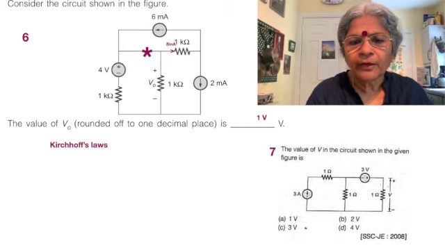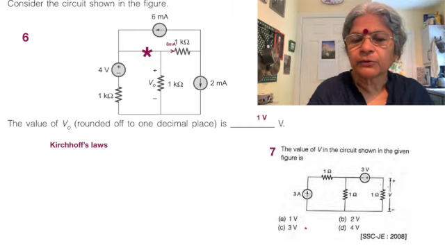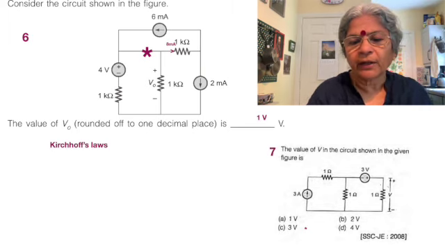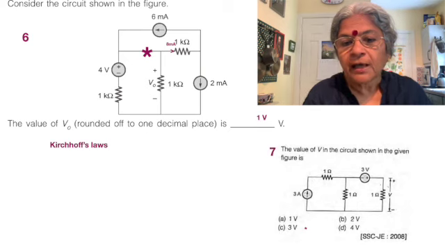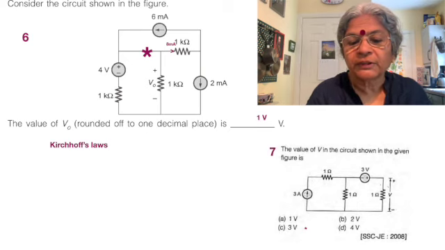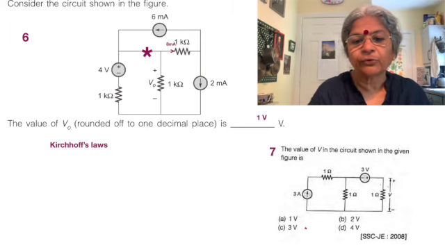Problem 7: we have 3 amps in series with a 1 ohm resistor, which is discarded. Once you discard it, the 3 amps becomes in parallel with another 1 ohm. Let's see what is asked. We also have a 1 ohm resistor with a 3 volt source, and there's a voltage V, which is what is asked. The value of V in the circuit shown in the given figure is what?